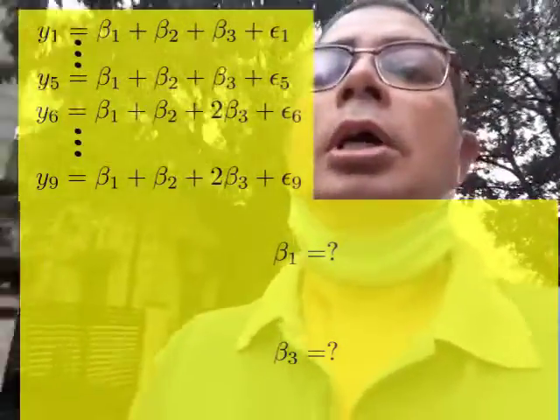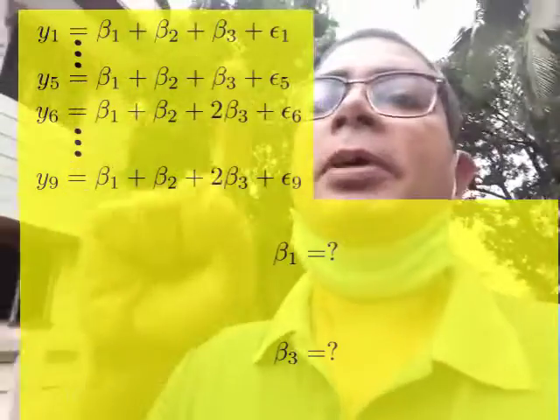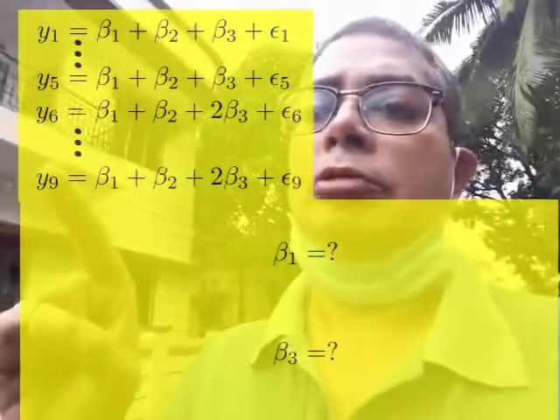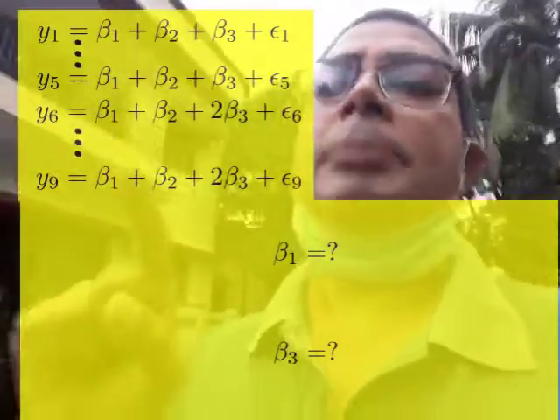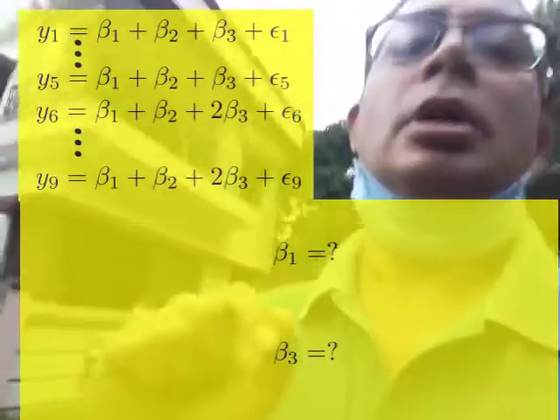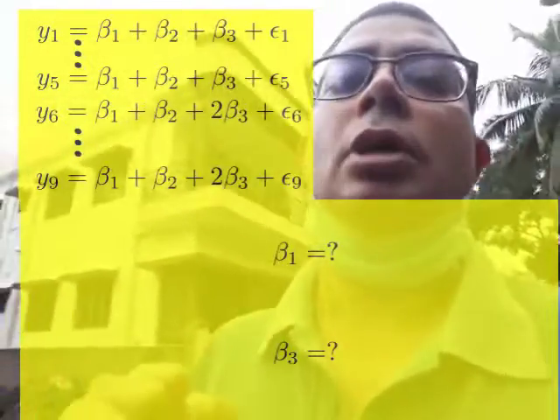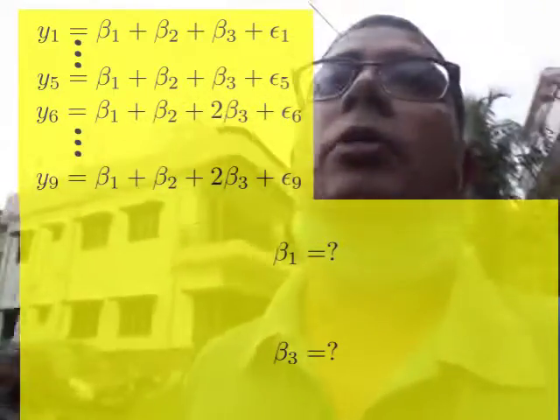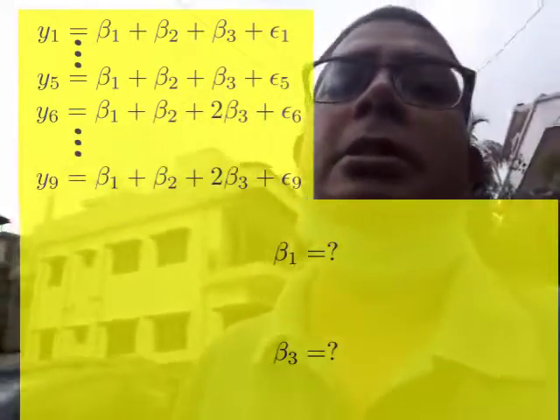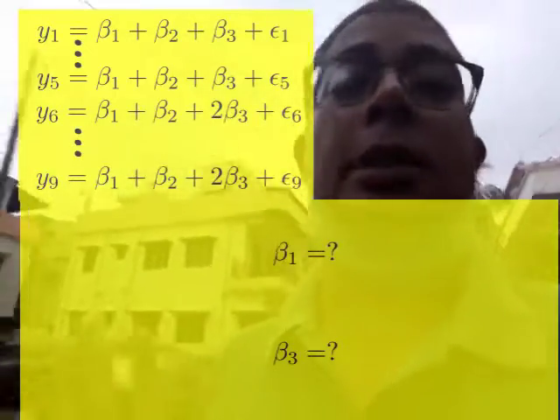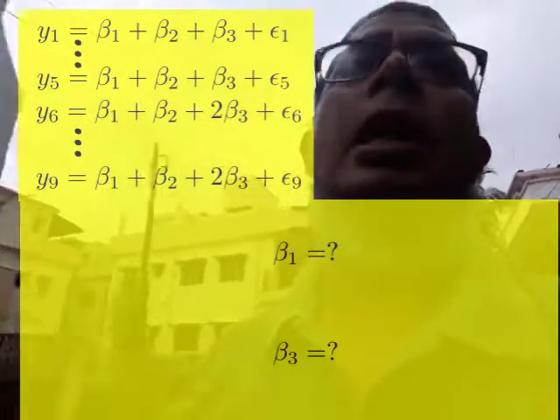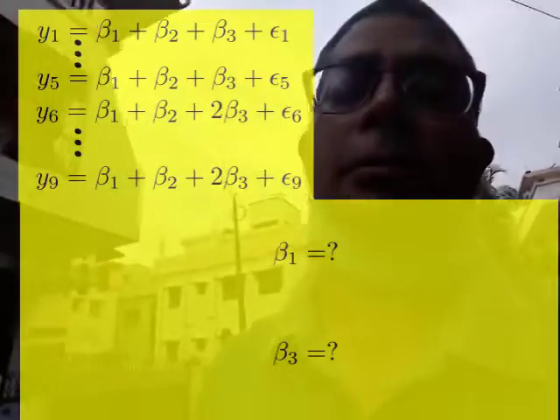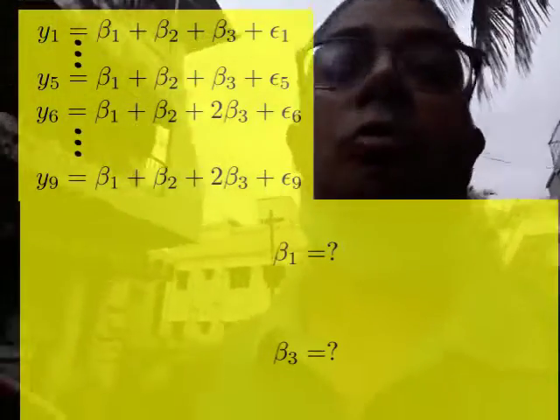But for beta 3, there is hope to get hold of it, and that is pretty simple. You take, say, the first row and the sixth row, and you subtract the first row from the sixth row, and you can get hold of beta 3. So if I take y6 minus y1, that will be an unbiased estimator of beta 3. I am not saying it is the best estimator, but it is a meaningful thing. You can do that, but beta 1 you can't.